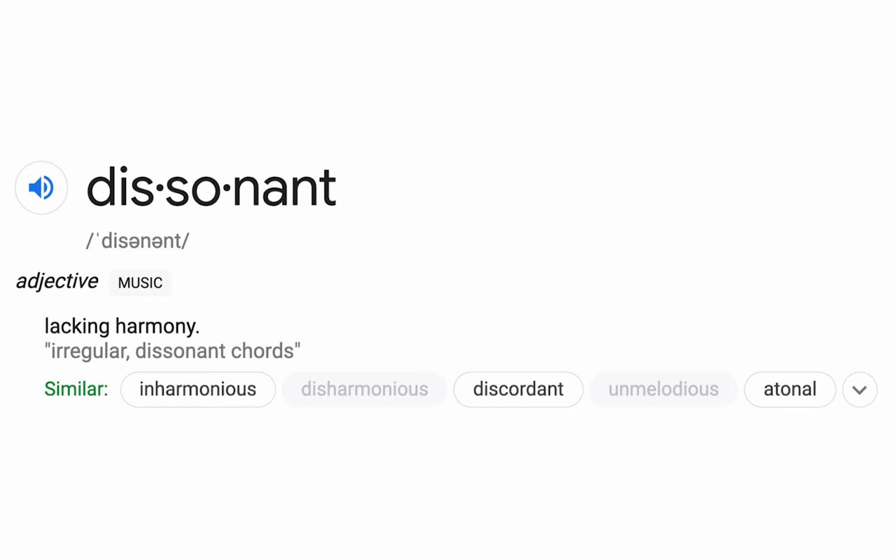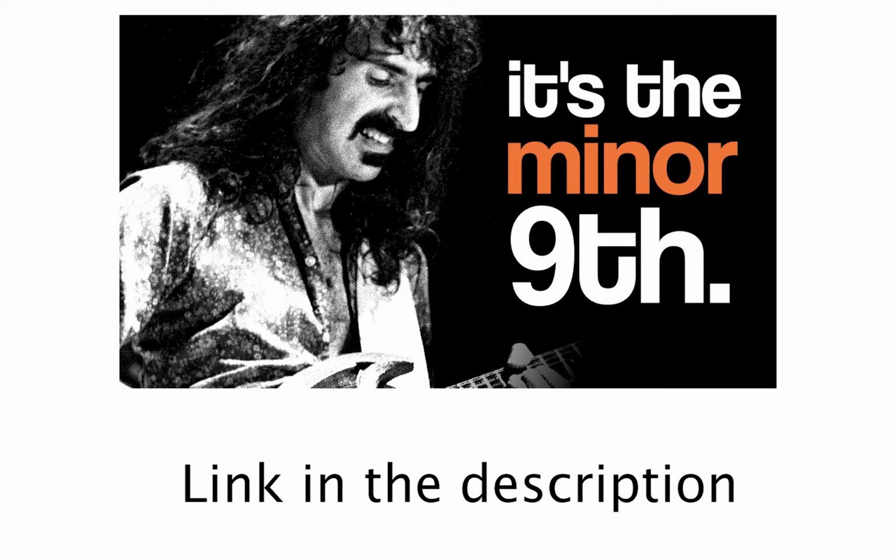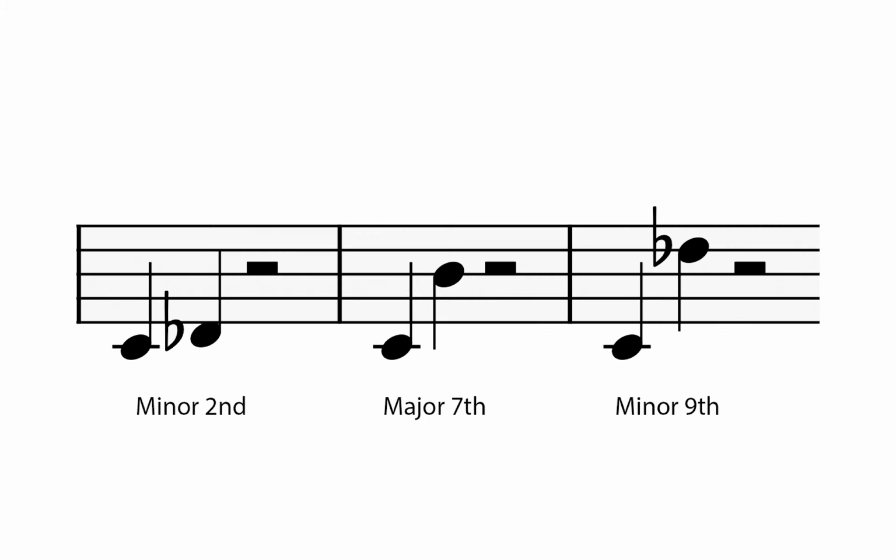I want to talk a little bit about these intervals because I think there's more than meets the eye. There's a great video by Adam Neely that explains what dissonance is, but here's the gist of it. There are three primal dissonances: the minor second, the major seventh, and the minor ninth. As you can hear, when played naked, that is, by themselves without any context, all of them sound harsh and abrasive, but they don't have to sound bad.